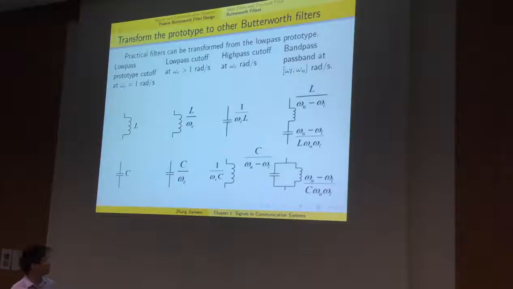The typical problem is for the bandpass here. For the bandpass case, we not only need to replace the component, we need to replace this inductor by a series of inductor and capacitor, and also modify the value here. Bandpass is a little bit complicated. For a capacitor in the low pass prototype, if you want to design a corresponding bandpass, you need to replace this capacitor by a parallel of a capacitor and inductor, and also change its value.